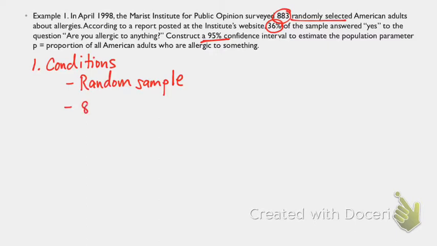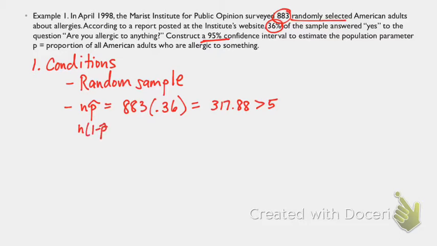So 883 times 0.36 equals what? Greater than 5 for sure. Well, I want to know what that number is. 317.88. Greater than 5. And n times 1 minus p hat is 883 times 0.67.